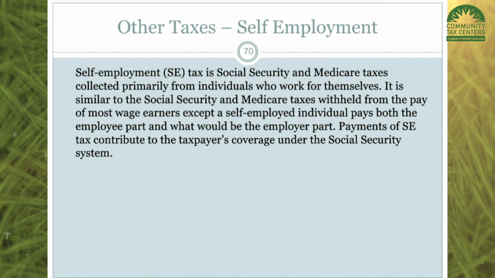It is similar to the Social Security and Medicare taxes withheld from the pay of most wage earners, except self-employed individuals pay both the employee part and what would be the employer part. Parts of the SE tax contribute to the taxpayer's coverage under the Social Security system. Typically, as W-2 employees work and pay, all of this information is transmitted to the Social Security Administration. But for self-employed individuals, the Social Security Administration doesn't have any of their information until they file the tax return. They file their information to the IRS, then the IRS submits that information over to the Social Security Administration.